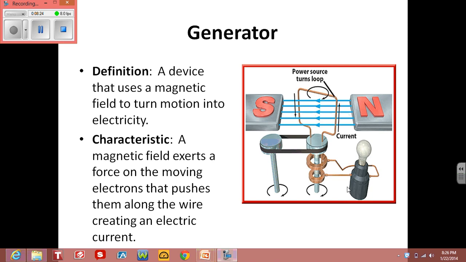You can also find generators on a much smaller scale that you can use for your homes. Sometimes people may purchase a generator, especially if they live in an area where hurricanes occur quite often, and they might have a generator on hand just in case the power goes out, and it can power their houses. But that's a smaller scale generator, but they all pretty much work the same way.